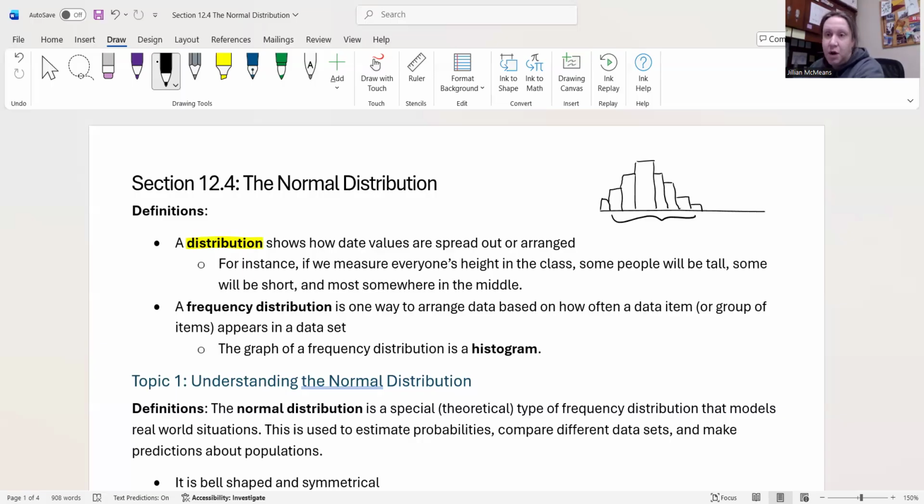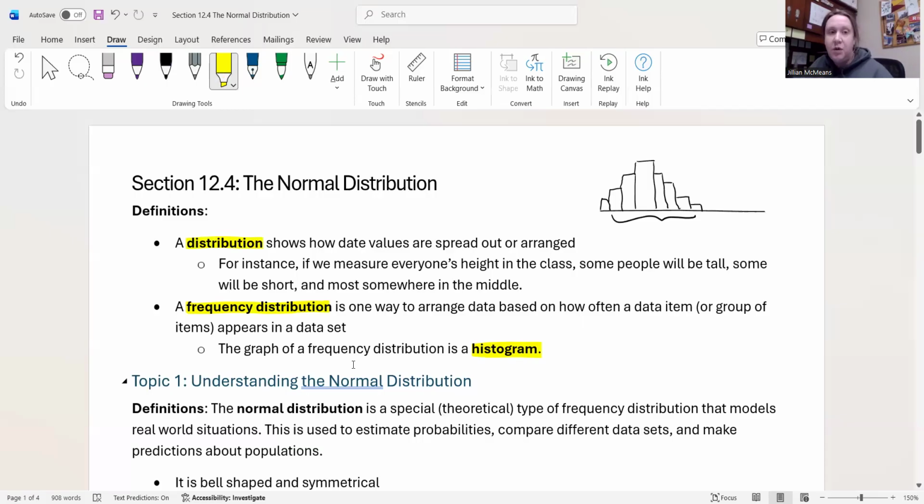That's what we were doing with a frequency distribution. The height of the bars represented how often that data item showed up. A frequency distribution is one way to arrange data based on how often a data item or a group of data items appears in a data set. And again, the graph is called a histogram. Just keep all of that in mind as we move forward with this thing called the normal distribution.